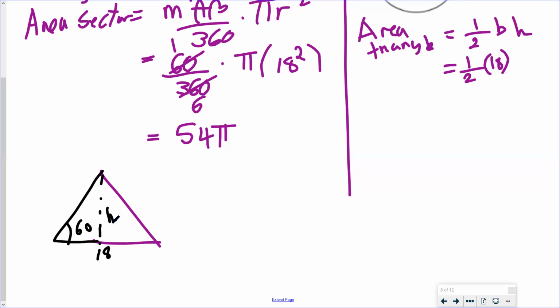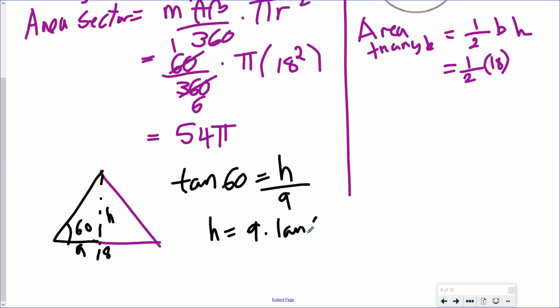To find the height, as you see, this bisector cuts the 18, so it comes to 9, and I need to find the height. So I have the opposite and the adjacent. Which ratio should I use? Tan 60 is the opposite h over the adjacent 9. Then h will be 9 times tan 60.